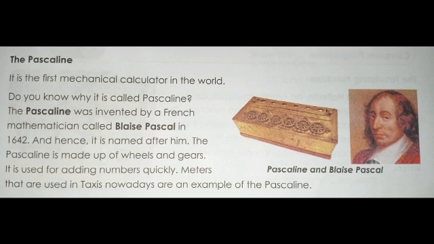The Pascaline. It is the first mechanical calculator in the world. Do you know why it is called the Pascaline? The Pascaline was invented by a French mathematician called Blaise Pascal in 1642, and hence it is named after him. The Pascaline is made up of wheels and gears. It is used for adding numbers quickly. Meters that are used in taxis nowadays are an example of the Pascaline.